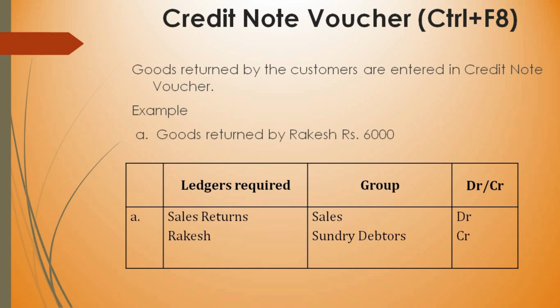The next type of voucher is the credit note voucher, and its shortcut is Ctrl F8. Goods returned by customers are entered in the credit note voucher. For example, goods returned by Rakesh, rupees 6,000. The two ledgers we have to create are sales returns and Rakesh. Sales returns comes under the sales account and will be on the debit side. Sales is on the credit side, sales returns on the debit side. And Rakesh, sundry debtors, is on the credit side.